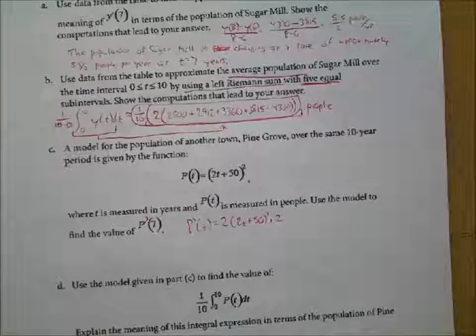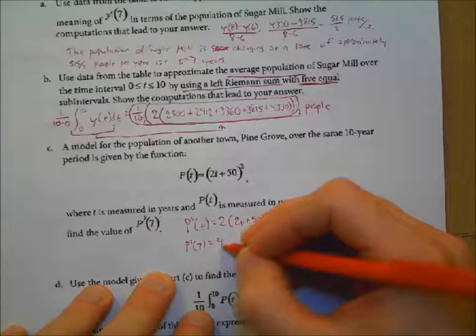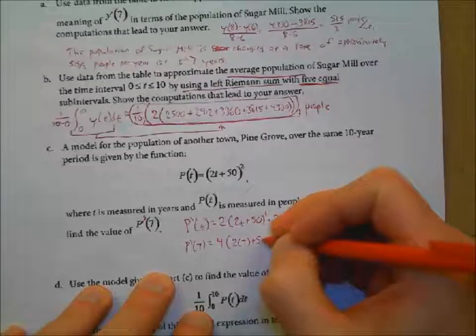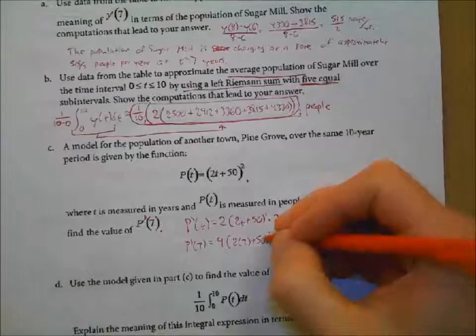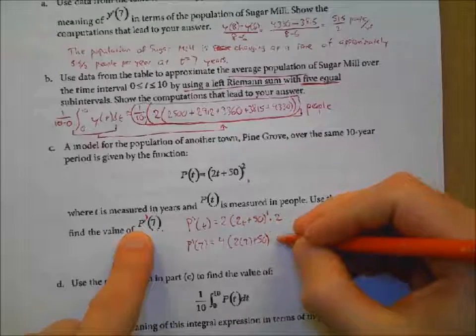Okay? And we're going to find P prime of 7. I'm going to go ahead and do the 2 times the 2 there, and then 2 times 7 plus 50 to the 1, like that. Okay? Again, you can stop there if you want to. What will the units be for this quantity? People per year. It's the rate of change of the population, so people per year.